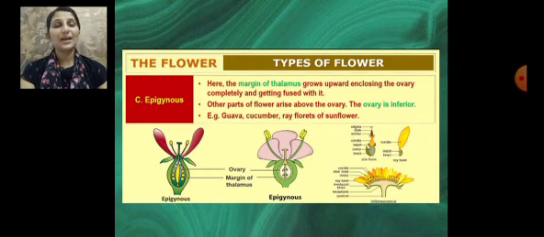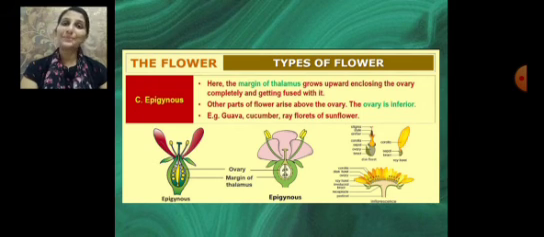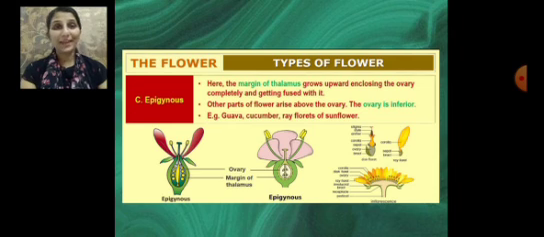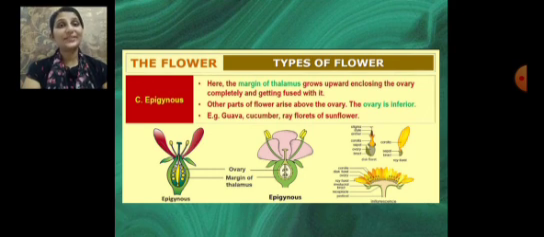Okay, so that's about the types of flower based on the position of the floral parts. Dear children, we learnt about the different types of flowers: unisexual, bisexual, bracteate and abracteate. We learnt about the types of flowers based on the position of the floral parts with respect to the ovary. They are hypogynous, perigynous, and epigynous. Based on the number of floral appendages, they can be trimerous, tetramerous, or pentamerous. And based on their symmetry, they can be actinomorphic, zygomorphic, and asymmetric.